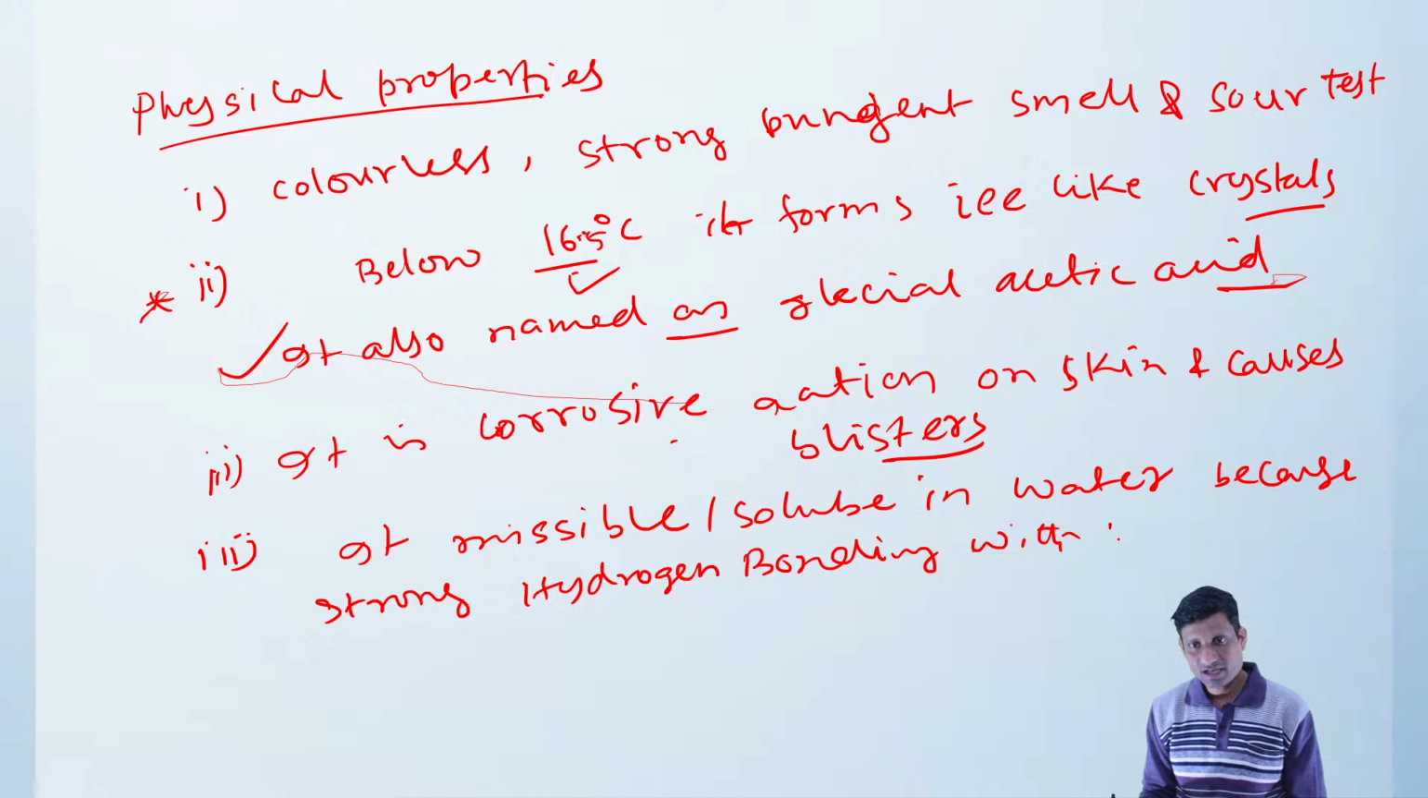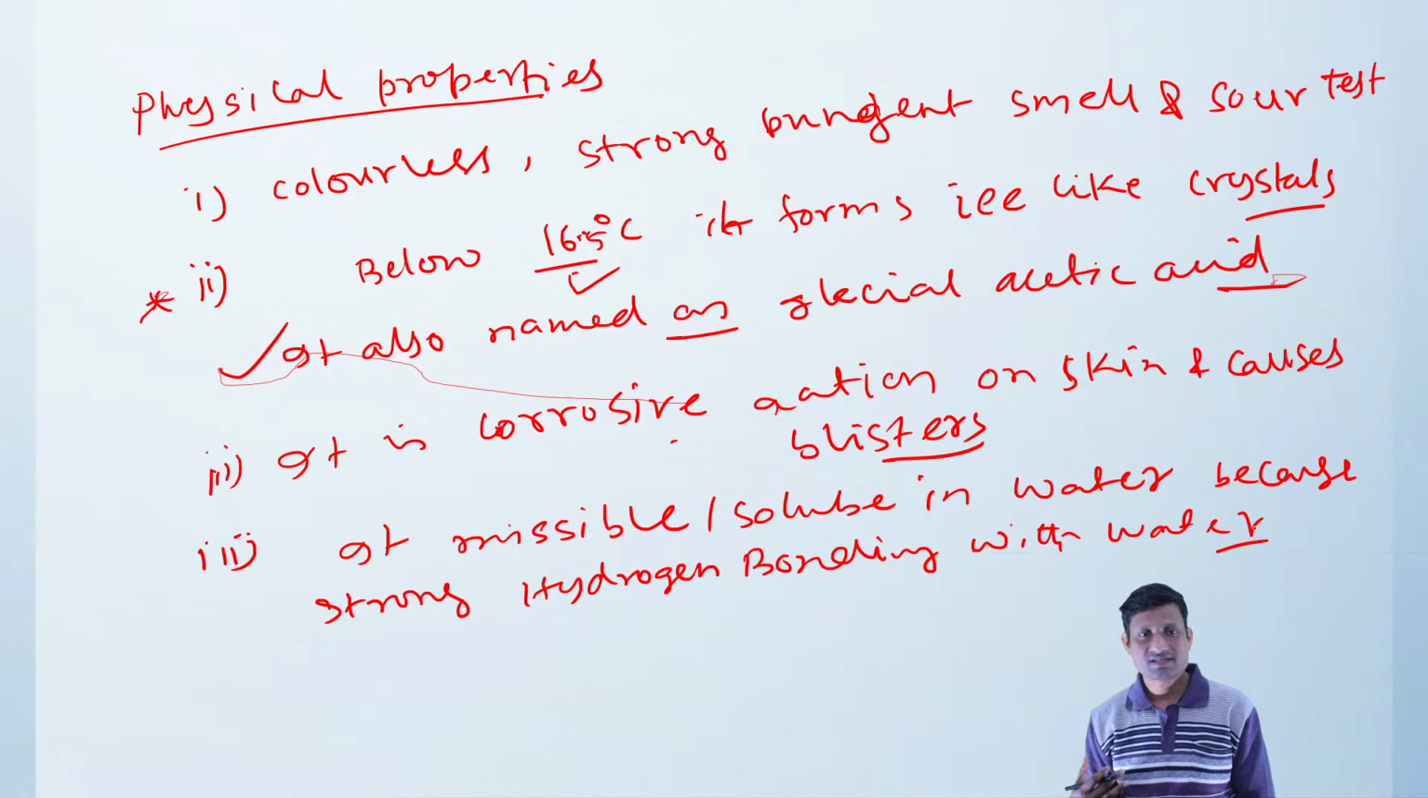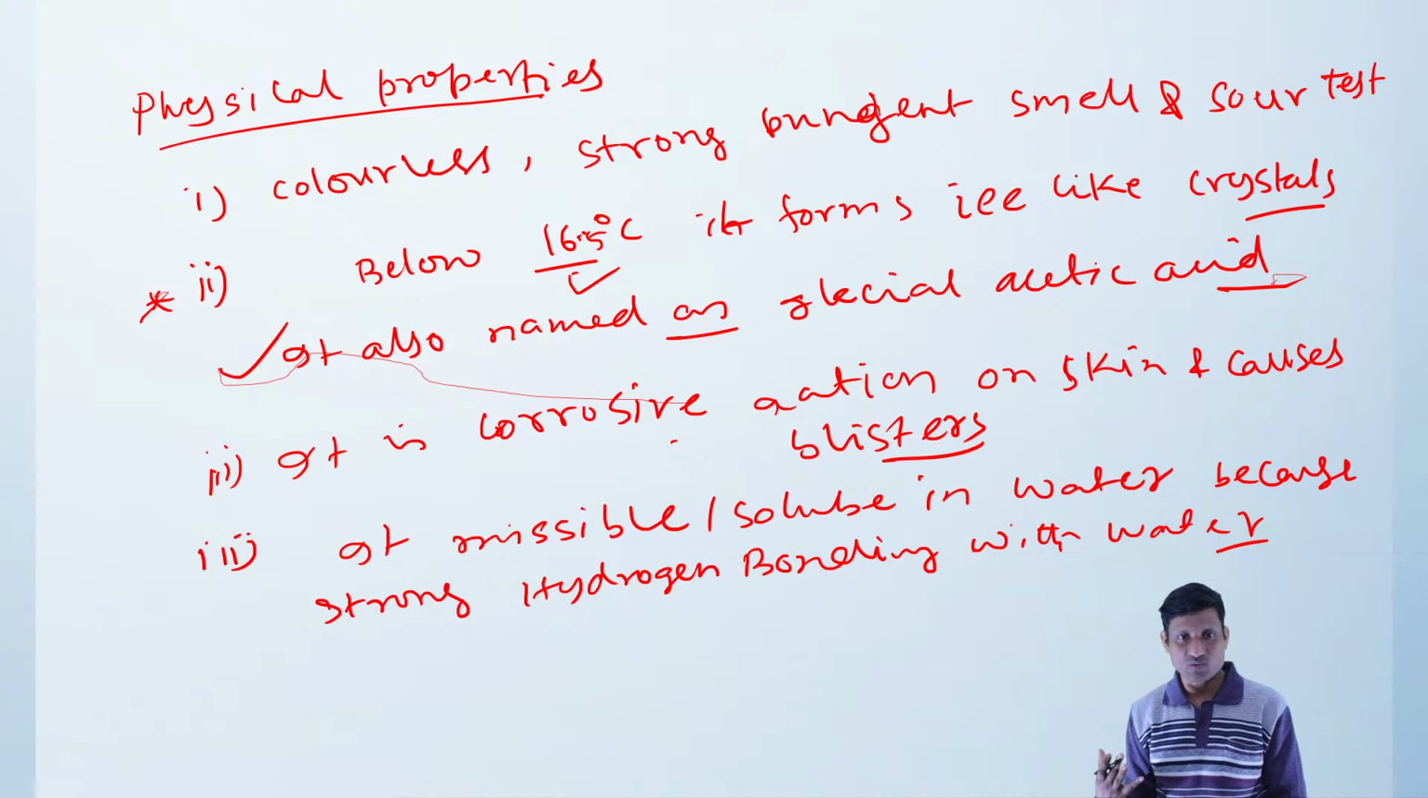So you can expect a question like why acetic acid is soluble in water, and what are the reasons? Basically, it is because of the strong hydrogen bonding between water and the acid. That is why it is soluble, or miscible, in water.